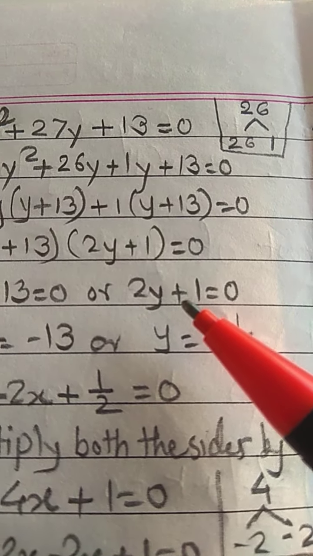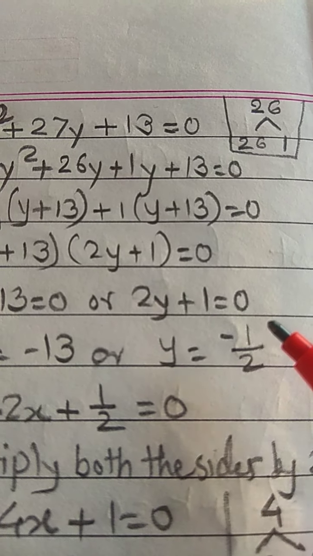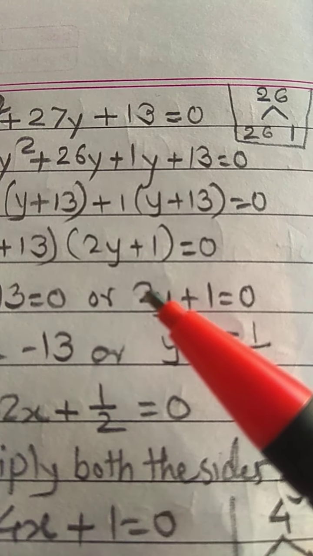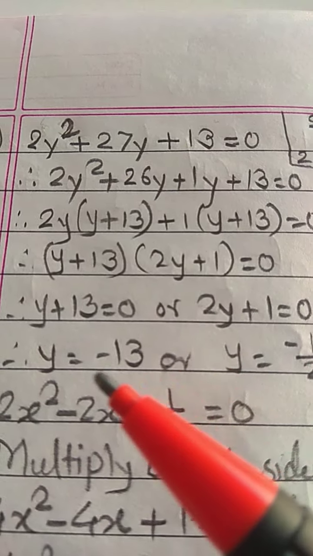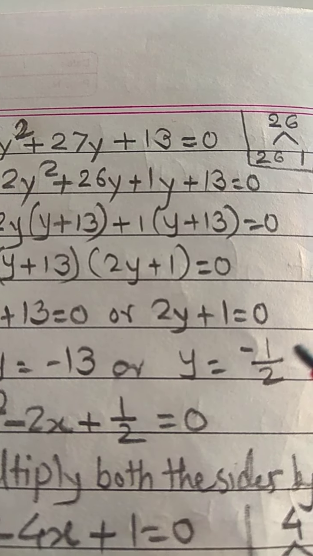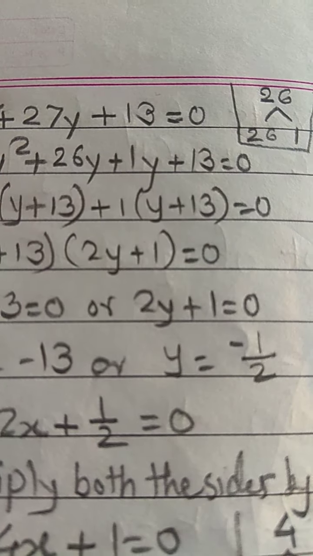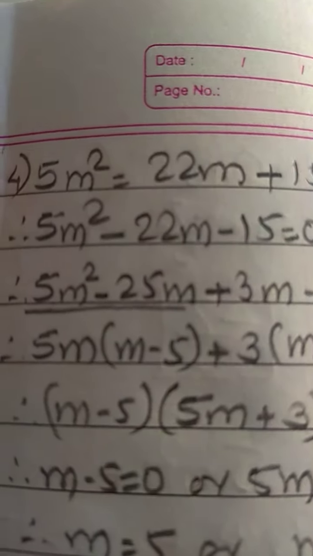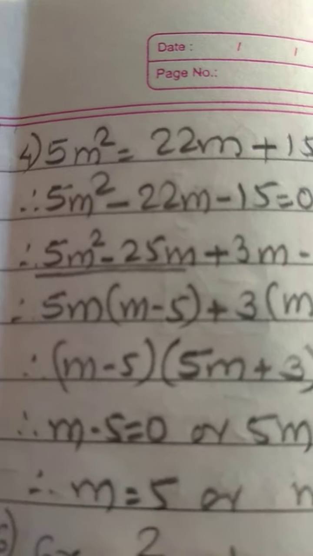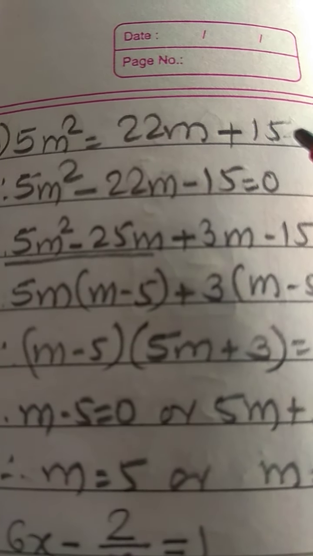Or plus 1 will go to that side and will become minus 1. And this 2 will go to that side and will become upon 2. Therefore, y equal to minus 13 or y equal to minus 1 half are the roots of the given quadratic equation. Now, number 4, 5m square plus 22m plus 15.